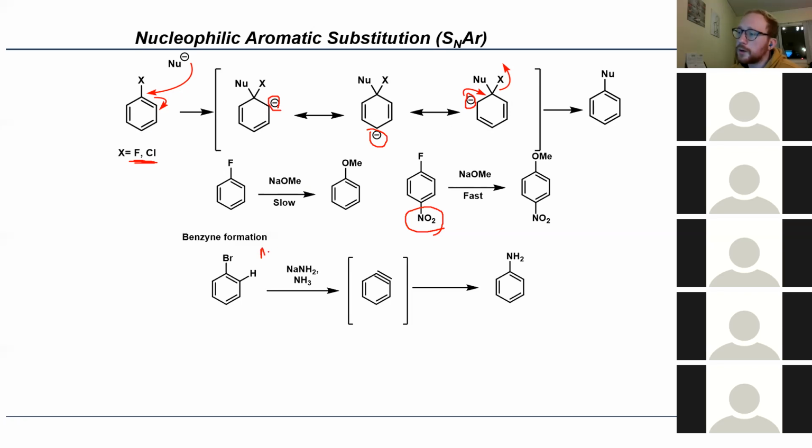So in this case, we'll use the base sodium amide, which is a very strong base, and we'll use ammonia as a solvent. It can deprotonate the aromatic ring to eject our leaving group. And here our leaving group can be a little bit different than fluoride or chloride. It can be a bromide or iodide because this reaction is already under forcing conditions and it has a different rate limiting step. This forms benzyne.